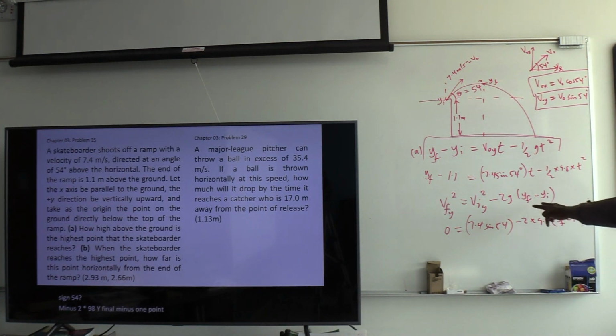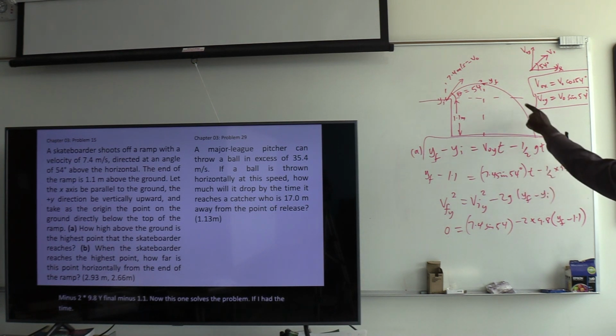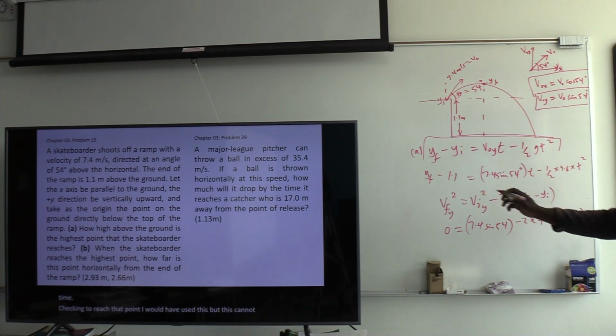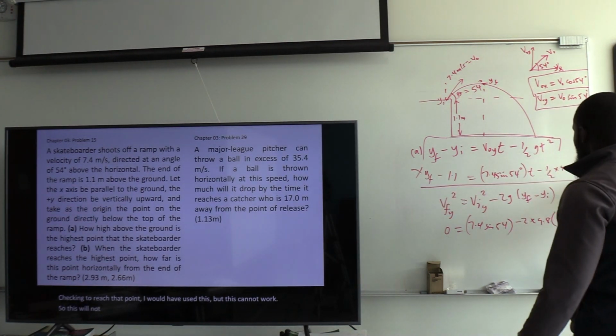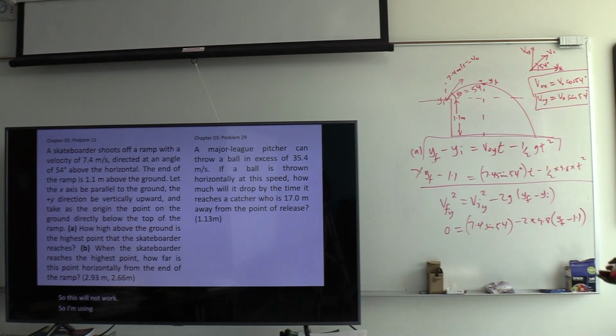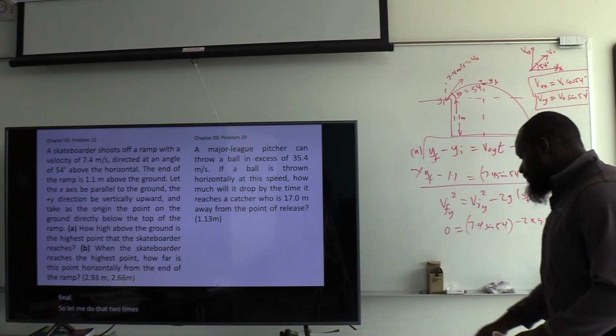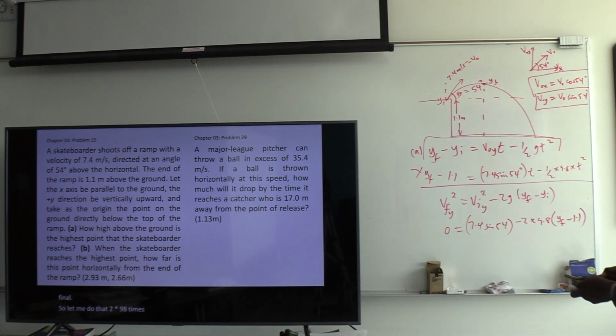Aha! Now this one solves the problem. If I had the time taken to reach that point, I would have used the other one, but that cannot work. So I'm using this one now. This will work because I have everything apart from y final. So let me do that: 2 times 9.8 times y final. Let me do 2 times 9.8 in my calculator. 2 times 9.8, that is 19.6.